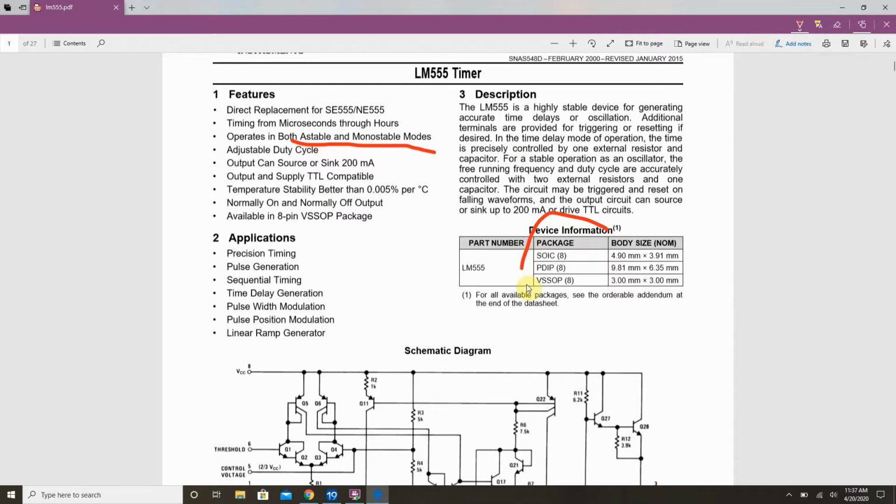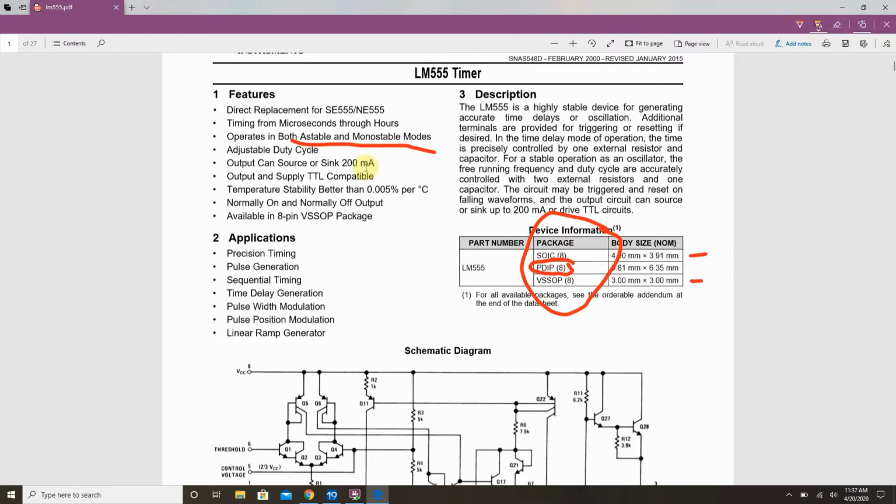Another important thing of the spec that you always want to look at are the different packages. We used the 8-pin DIP when we did the flashy light soldering project, but in an application where you need something smaller, you can notice that the SOIC and the VSSOP packages are almost half or a third of the size. So they do the same thing, they're just a smaller package.